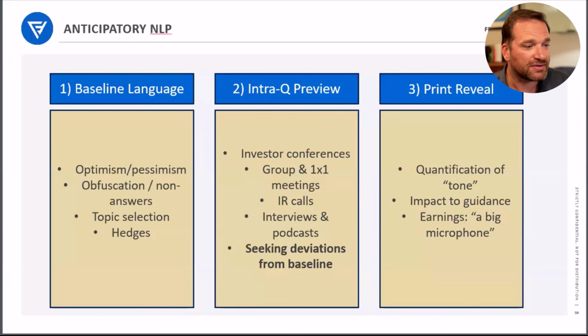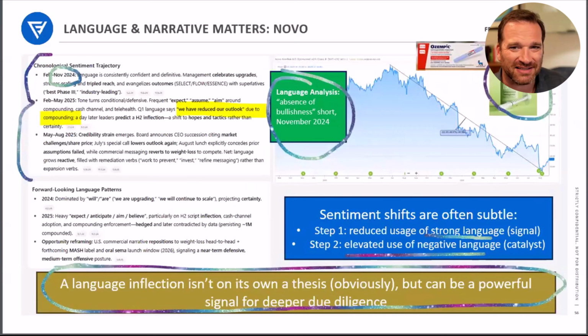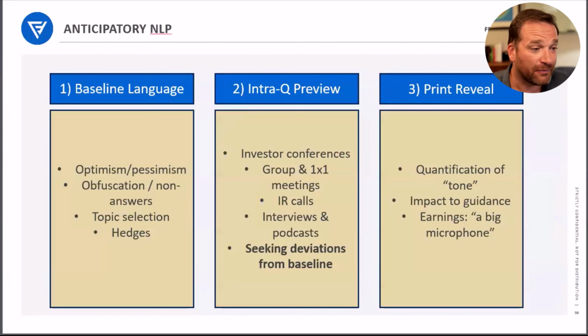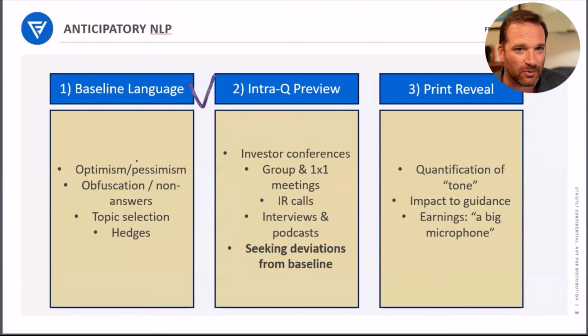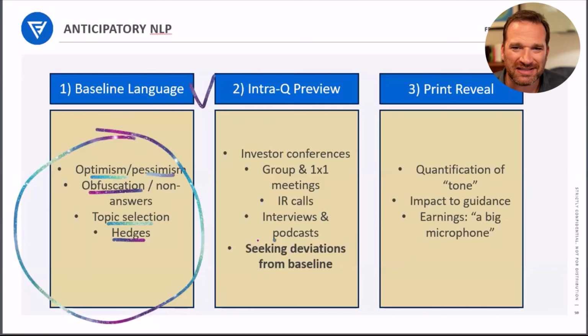So really the framework here is not the 2 past case studies I showed you. The framework on NLP is really anticipatory NLP. It's identifying the baseline language: what's been the optimism, pessimism, obfuscation, topic selection, hedges or openness, where are we at, and then really seeking deviations from that baseline.